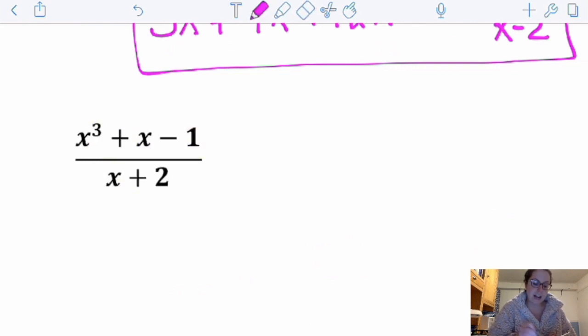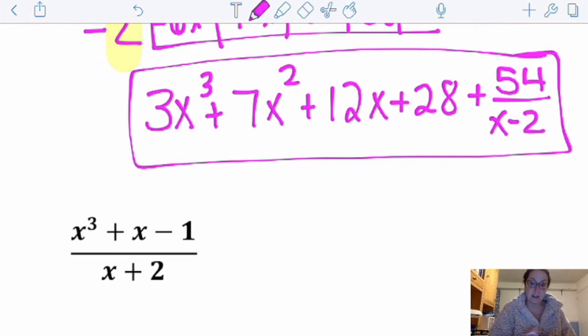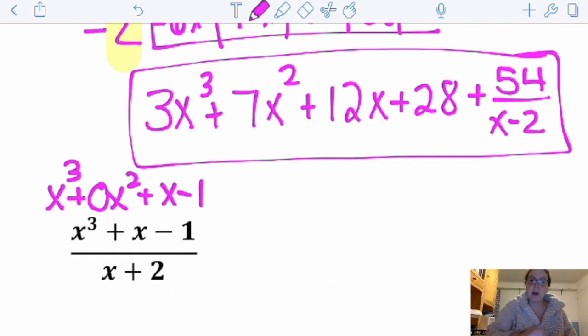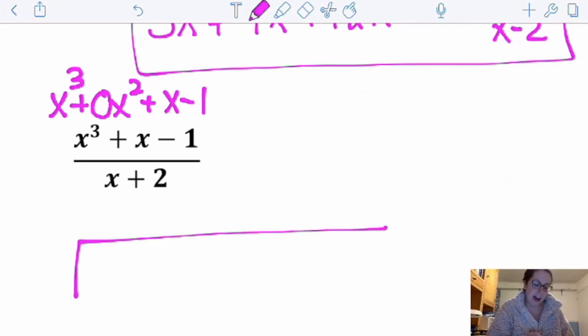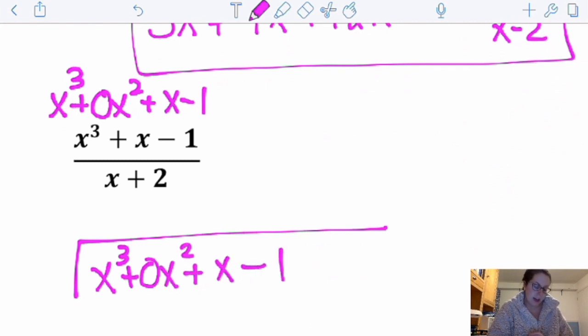And the first thing that I noticed there is that I have a missing term. So I've got an x cubed, but I have no x squareds. I have an x to the first, and I have a minus 1. So I'm going to need to fill in that missing term when I do the long division. So dividing this, it's going to be x cubed, 0x squared, plus x minus 1, and the x plus 2 will go on the outside.